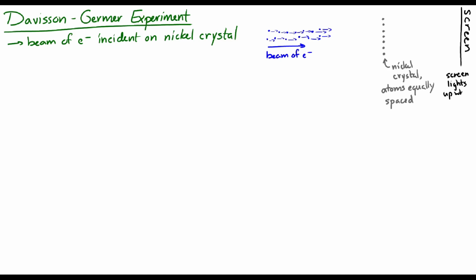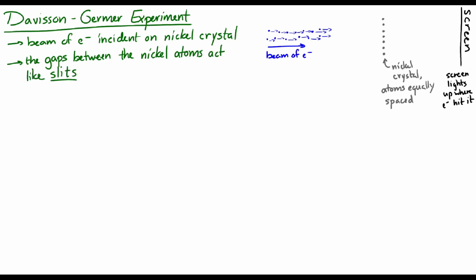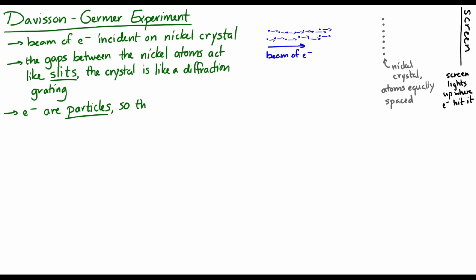Okay. So notice that these separations between the atoms, there are these little gaps between the atoms, and they act like slits. So if we have a whole bunch of these slits, it's acting like a diffraction grating. But with electrons, we imagine them like little bullets, right? And we'd expect them to pass through the gaps and hit the screen in one place.